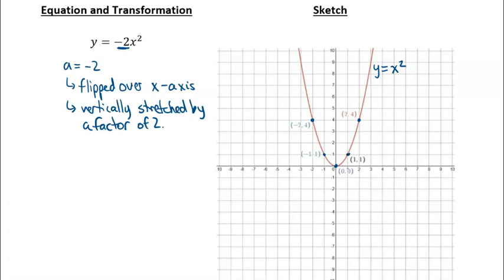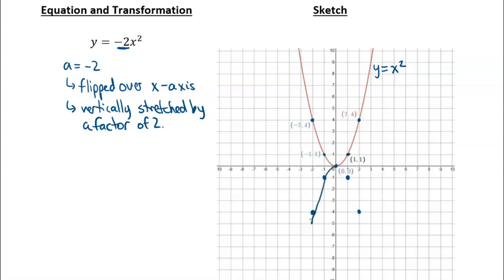So if we reflect this over the x-axis, I'm going to take the first point on the left here, negative 2, 4, and reflect it over the x-axis. So it's going to come down to negative 2, negative 4. The point negative 1, 1 reflects over the x-axis to become negative 1, negative 1. 0 stays at 0. There's nothing above the x-axis that it has to flip over, so it's still on the x-axis. And then 1, 1 is going to reflect down to 1, negative 1, and 2, 4 is going to reflect down to 2, negative 4.